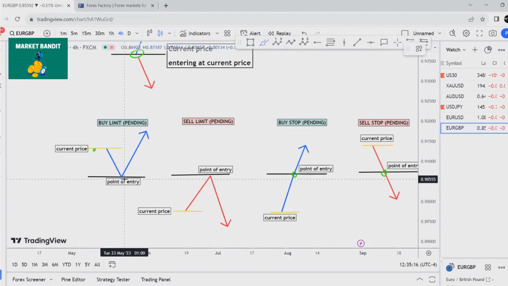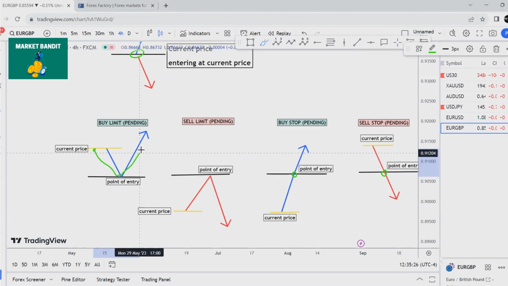So a buy limit is a pending order, right? Price is higher, you expect price to go lower. And once price goes lower, you enter the trade. And once you enter the trade, based on your analysis, you expect price to go higher.